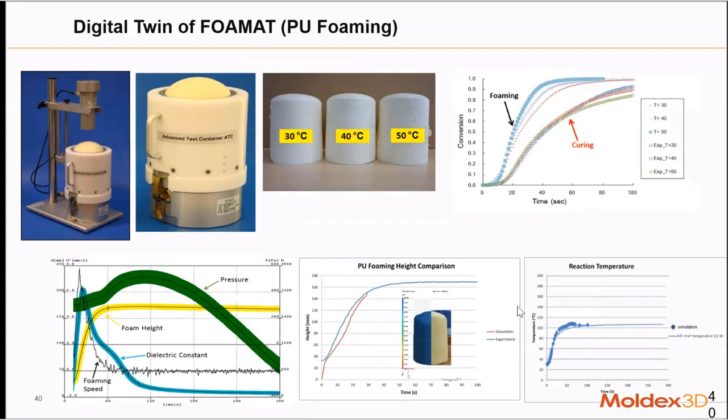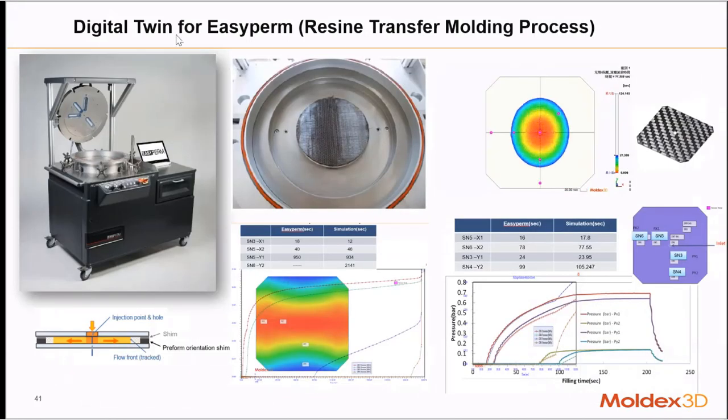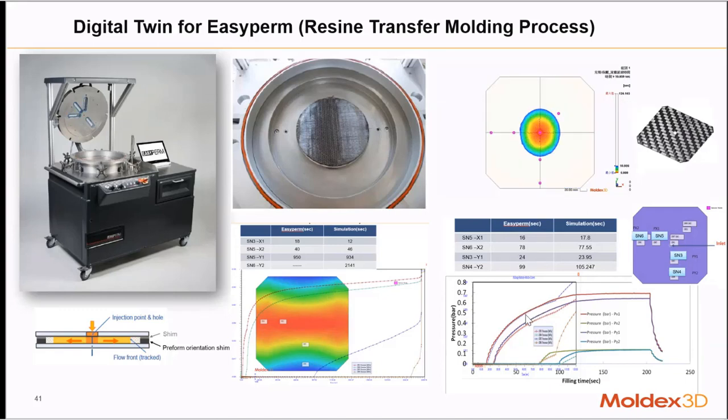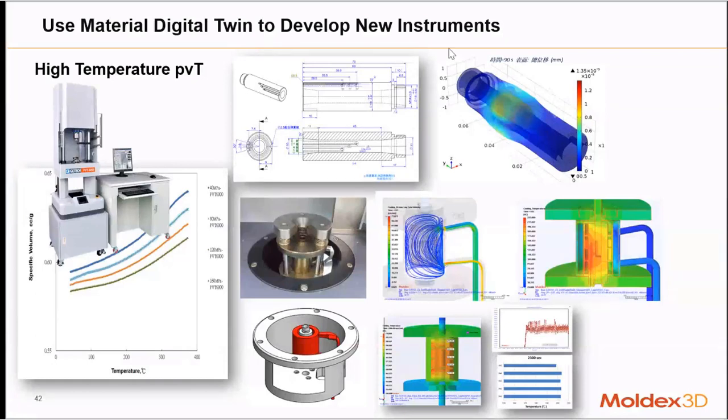And also for the foaming measurement, we measure the growth of the strength of the experiment. For the EasyPerm, we can also check the feeding time with the digital twin, and this can go back to correct the permeability measurement. So in one word, this is not only useful to improve the predictions, it can also help us develop new machines. Now we are developing many new measurement instruments based on the digital twin concept.